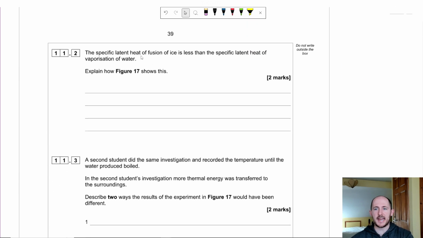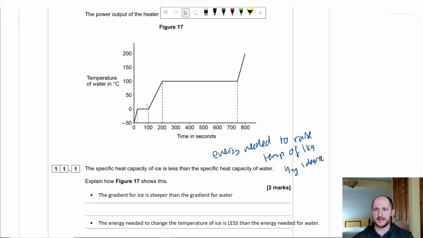The specific latent heat of fusion of ice is less than the specific latent heat of vaporization. So, whoops. What does this mean? This is the energy to melt something. This is the energy to boil. So again, how does figure 17 show this? So we see these two flat parts here. The flat parts represent a change of state.